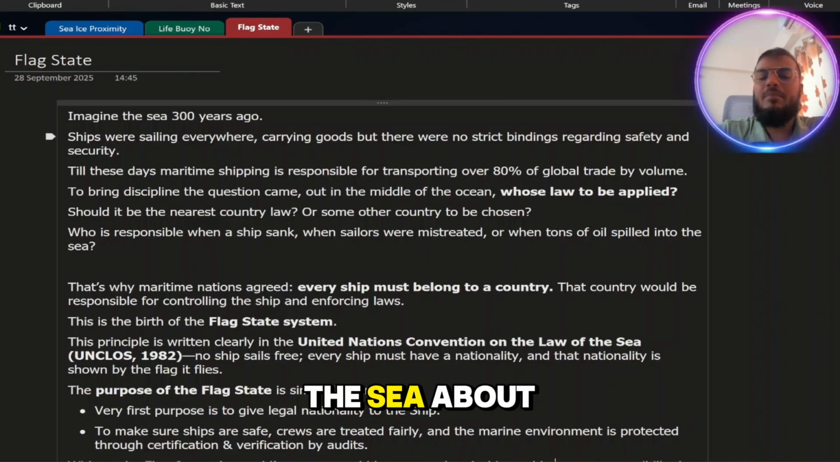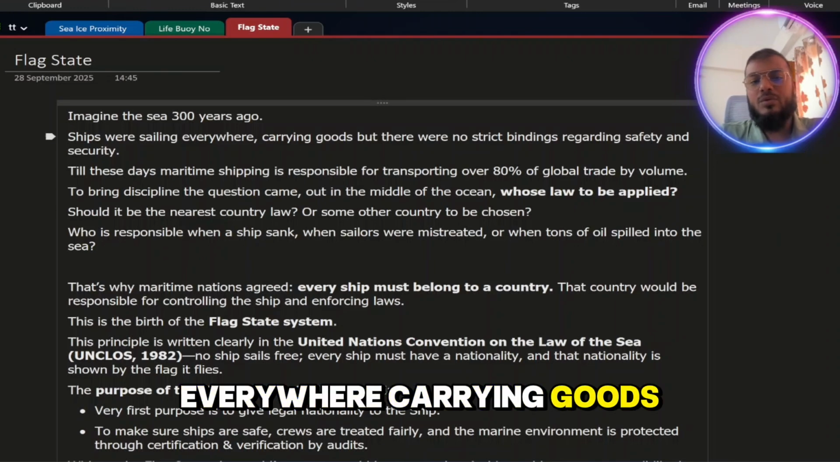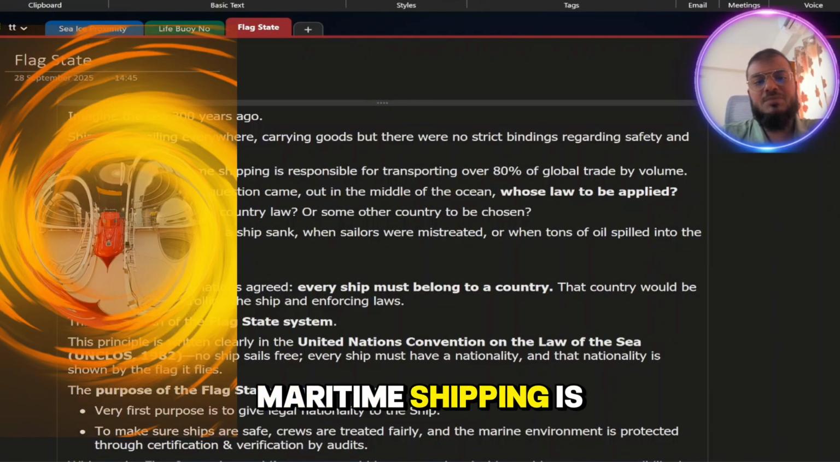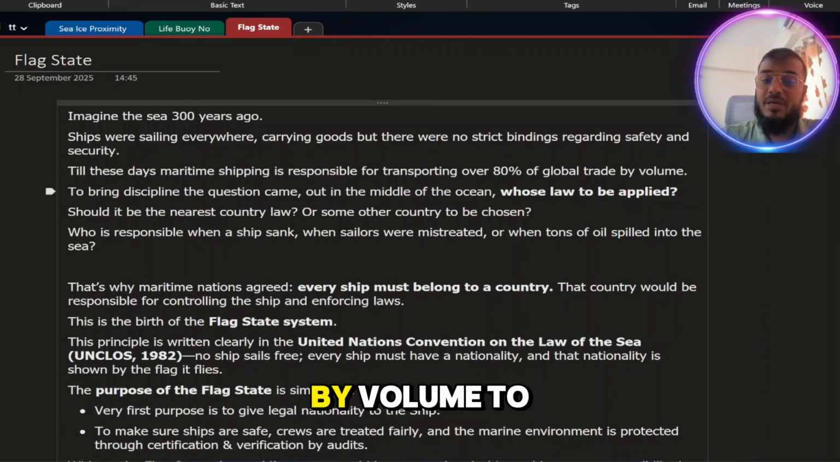Imagine the sea about 300 years ago. Ships were sailing everywhere carrying goods, but there were no strict bindings regarding safety and security. To this day, maritime shipping is responsible for transporting over 80% of global trade by volume.